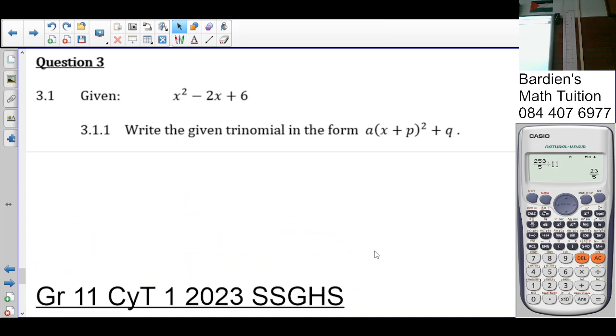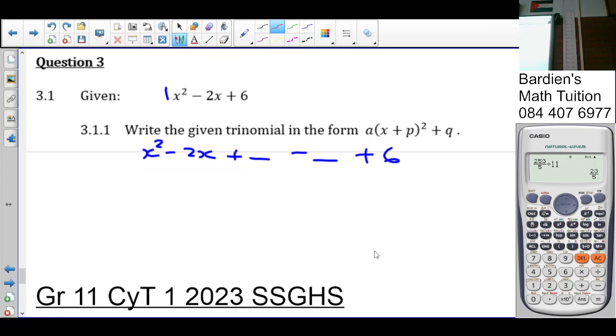Given x squared minus 2x plus 6, write the given trinomial in the form a times (p plus x) all squared, or (x plus p) all squared plus q. So we must complete the square. There's a 1 in front, so that's in order. So x squared minus 2x plus a number minus the same number plus 6.